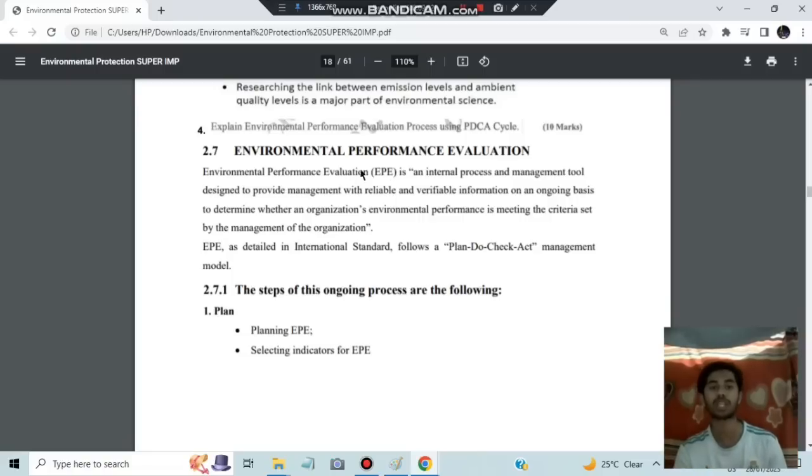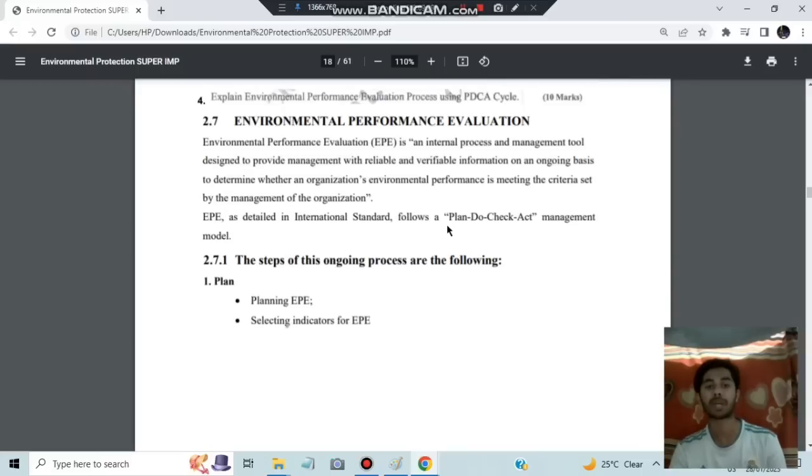That evaluation is called EPE. It is an internal process and management tool designed to provide management with reliable and verifiable information on an ongoing basis to determine whether an organization's environmental performance is meeting the criteria set by the management of the organization. There is an organization, there is a criteria set, whether the organization is acting according to the criteria or not, that performance is evaluated. That is called EPE, environmental performance evaluation.